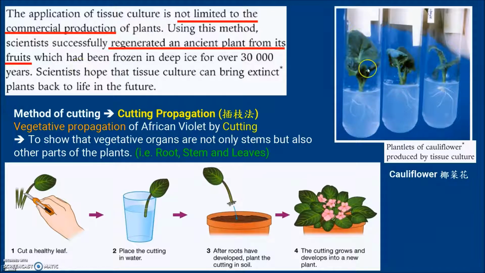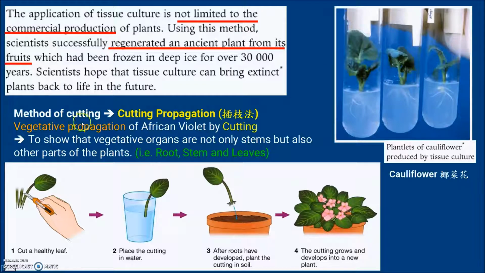So in this picture, that's the plantlet, the young plant. Once we call it plantlet, at least you can see the root, the stem, and the leaves. So that's one method, the tissue culture. And the other method I would like to mention is the method of cutting, because in the question we need to deal with the method of cutting and compare it with the tissue culture. So I would like to talk about it now.